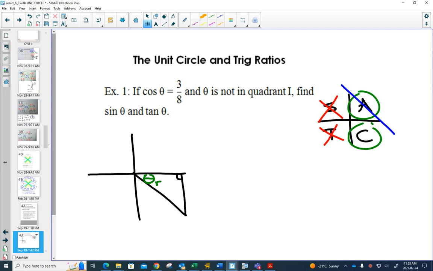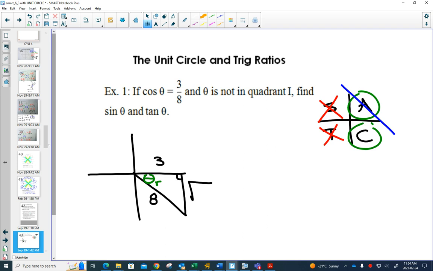Because cos of theta is adjacent over hypotenuse, I can now look at my reference angle and say, I know this side would have to be 3, this side would have to be 8. Because adjacent over hypotenuse would give me 3/8. And you use a squared plus b squared equals c squared. You can label the other side.